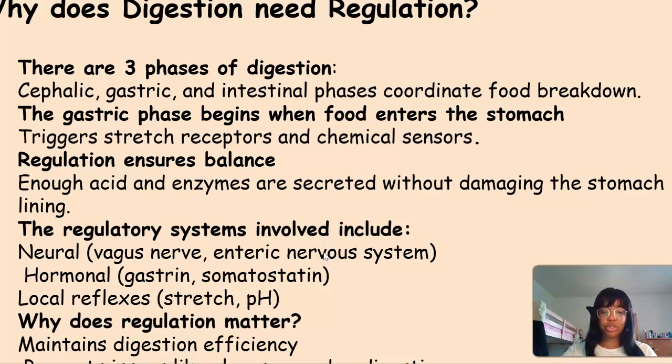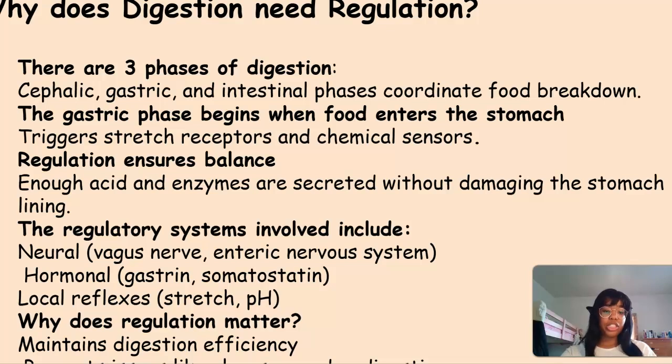Before diving into the gastric phase itself, it's important to understand the broader context. Digestion is divided into three phases: cephalic, gastric, and intestinal. The gastric phase starts when food physically arrives in the stomach and stretches its walls, triggering both mechanical and chemical responses. At this stage, the body must precisely regulate the release of acid and enzymes to effectively break down proteins while also protecting the stomach lining from damage.